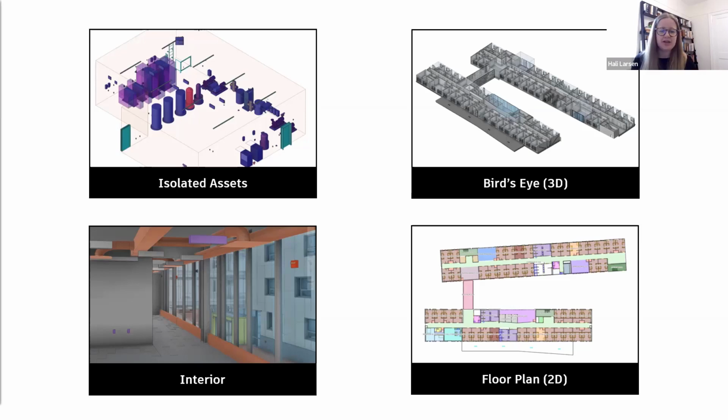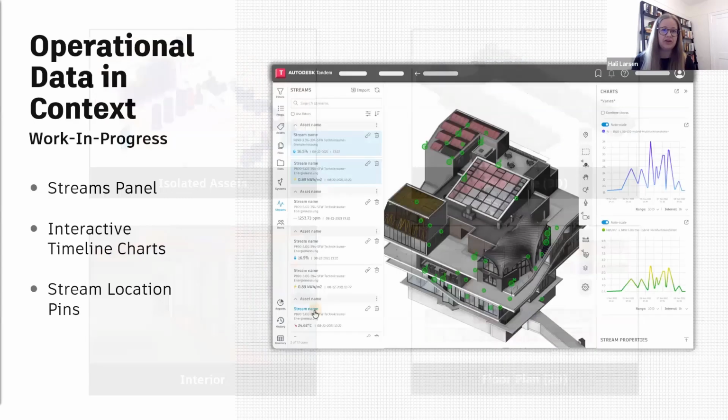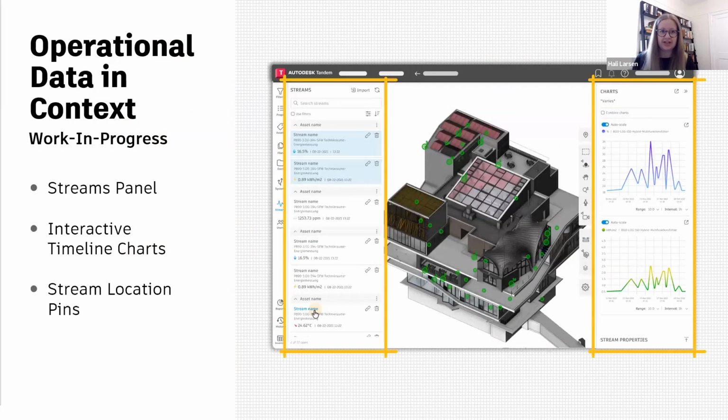All right, so we're going to jump into the next section here, which is moving on to operational data in context. So again, this is work in progress. Tim will do a demo at the end of where we're at today. And what you're seeing here is some design mock-ups of where we're headed. This includes in particular a streams panel, similar to that spaces panel, but now targeting time series data. We'll go into that in a little more detail.